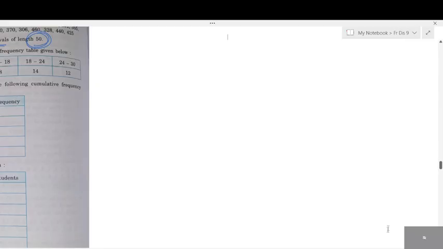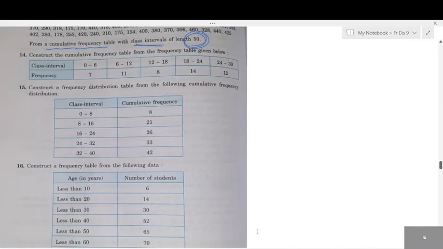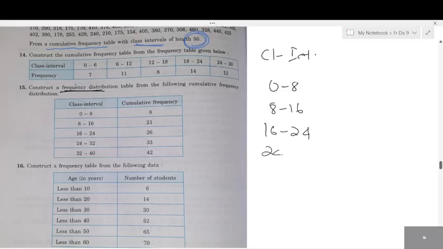The next topic is cumulative frequency to frequency. Can you see the 15th question? Construct a frequency distribution table. What do we need to construct, students? 16 to 24, 24 to 32, 32 to 40. What do we need to construct and what is given? Can you all answer? Yes. And what have they given us?